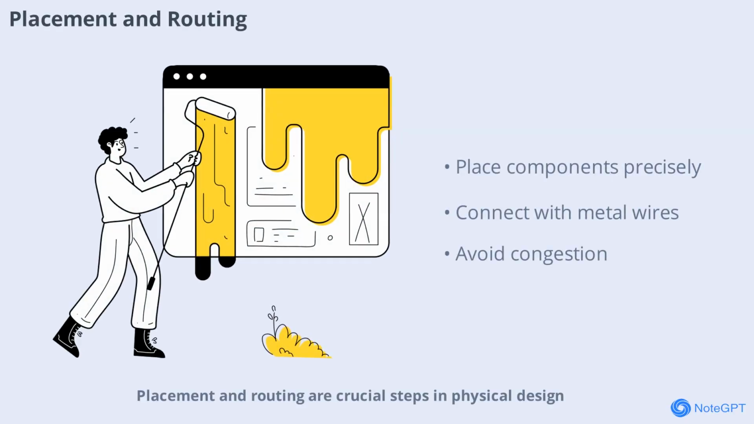Placement and routing are crucial steps in physical design. Placement determines the exact location of each component, while routing connects them with metal wires. The goal is to meet timing, area, and power constraints while avoiding congestion and crosstalk. Automated tools help designers handle the complexity of modern chips, ensuring efficient and reliable layouts.